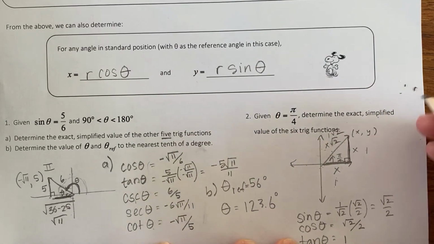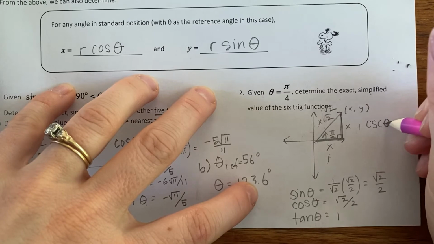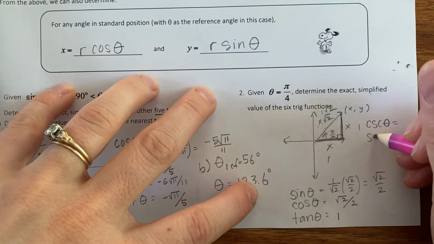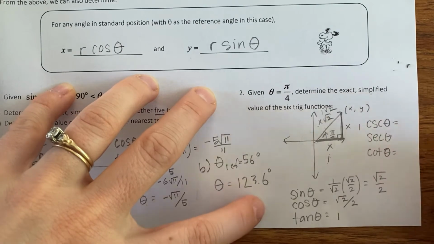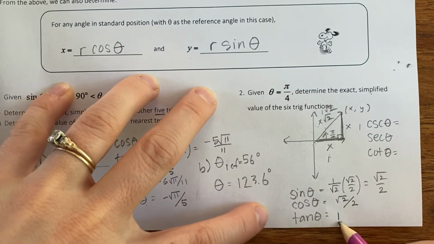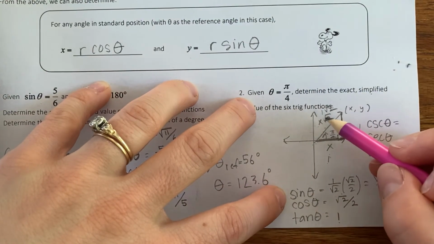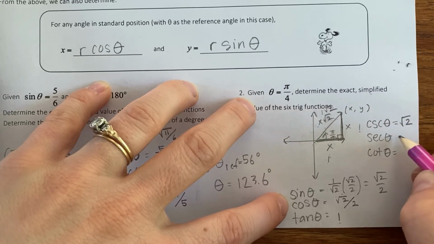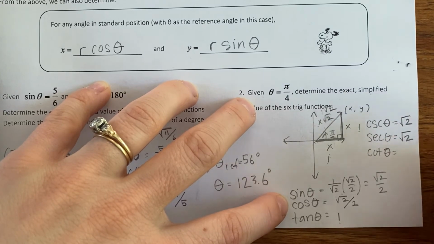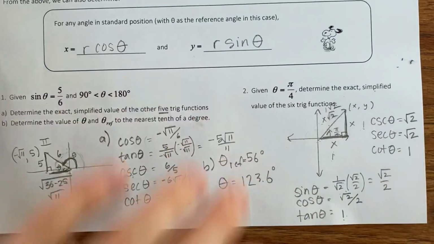Now, when we think about the cosecant, the secant and the cotangent, it's going to be the reciprocal of these. So we can even start here, the reciprocal of this, or if we think about it, root 2 over 1 will just be root 2. This will be the same, root 2. And this, the reciprocal of 1, is 1. Ta-da!